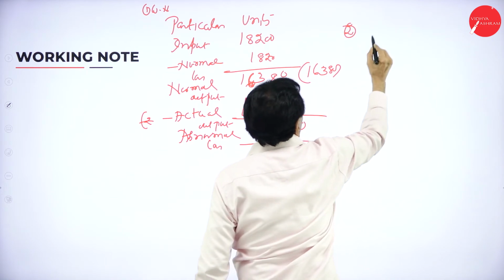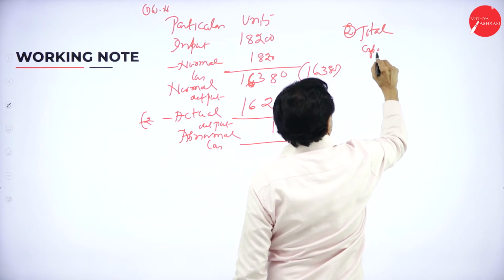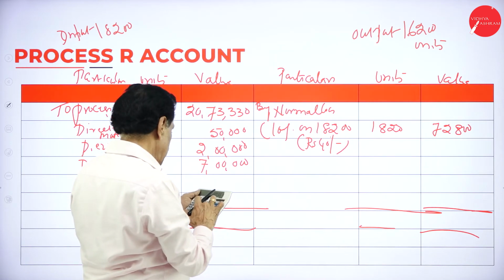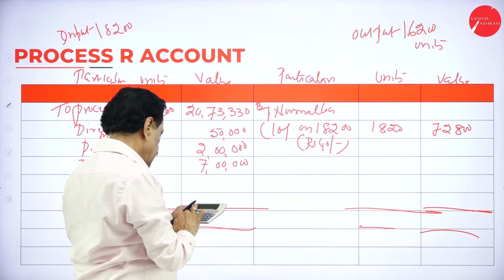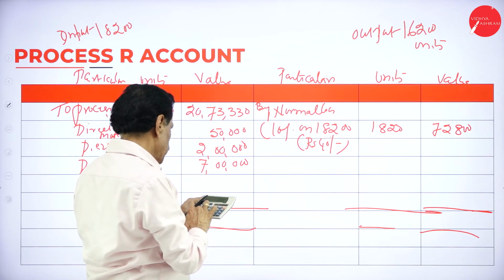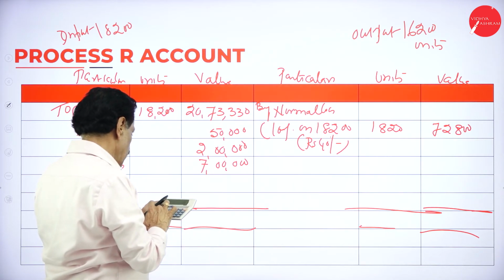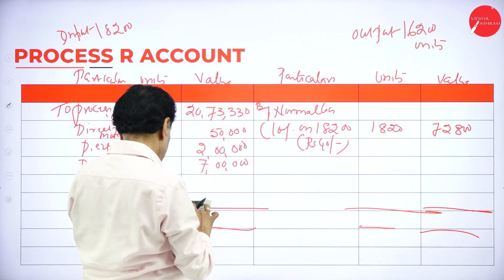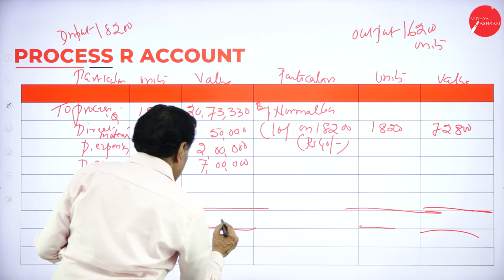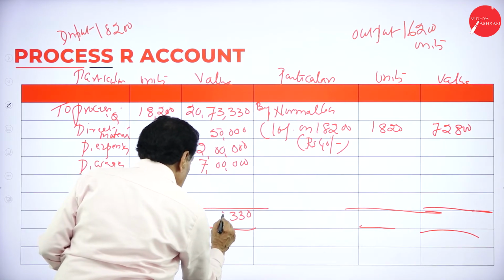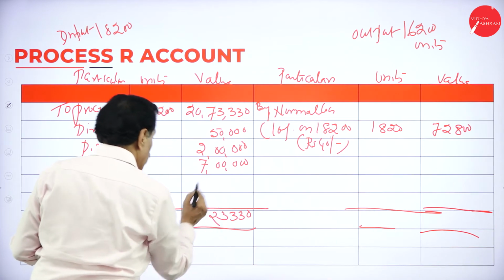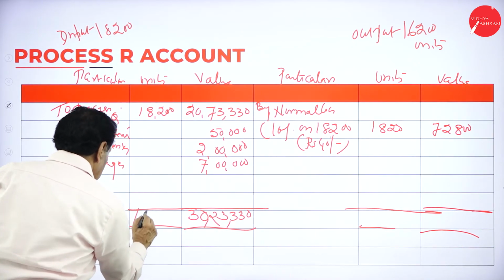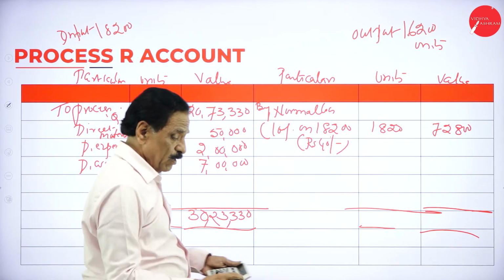Working note number 2. Total expenses: 20 lakh 73,330 plus 50,000 plus 2 lakh plus 7 lakh. That comes to 30 lakh 23,330.